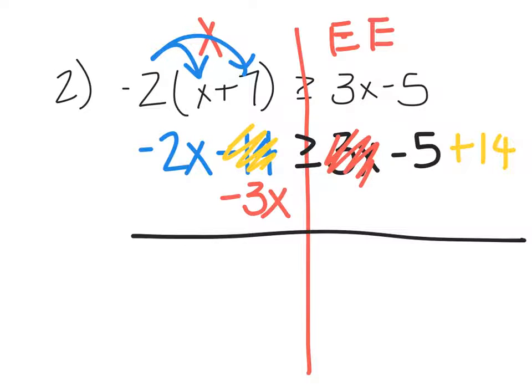Negative 2x minus 3x is negative 5x, is greater than or equal to negative 5 plus 14, which would be a positive 9. And again, I just did some math to figure that out. If you're not sure about the negative 2x minus 3x, think about a number line.